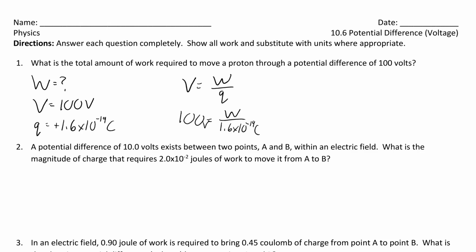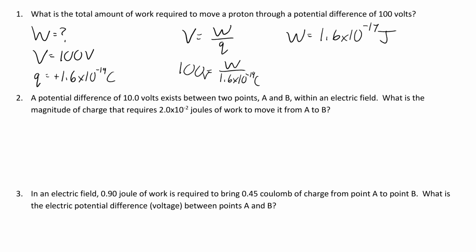And now we have enough information to determine what the work is. And so you could put the units in there. So a volt times a coulomb is equal to a joule. So the work is equal to 1.6 times 10 to the negative 17 joules. You do a lot of work, you get a lot of joules. All right, number 2, the potential difference of 10 volts. So V is equal to 10 V.